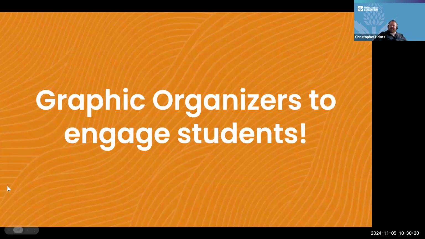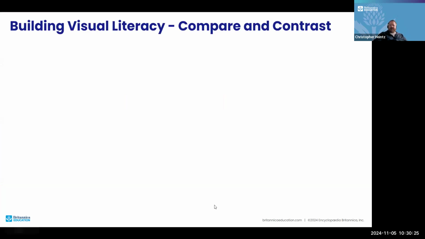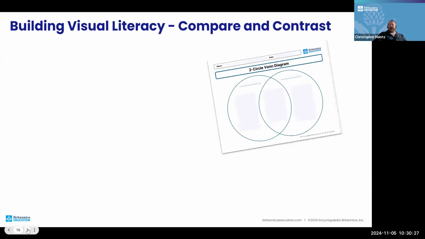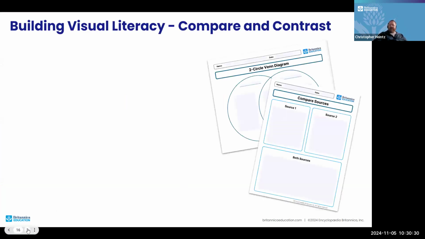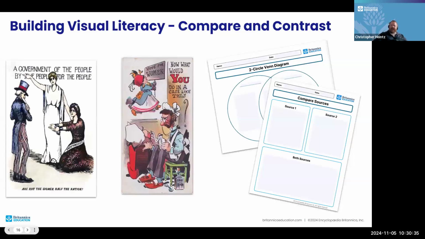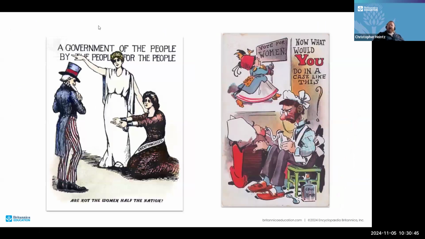All right, graphic organizers. Again, one of my favorite pieces here. I like graphic organizers to build visual literacy. You can use either a Venn diagram or a compare sources graphic organizer. And since it's election season, I just wanted to highlight a couple of different political cartoons around suffrage here. We won't necessarily go through this together, but I do like having two different things that really describe the same topic, right?